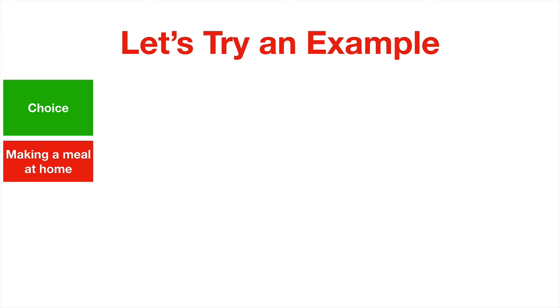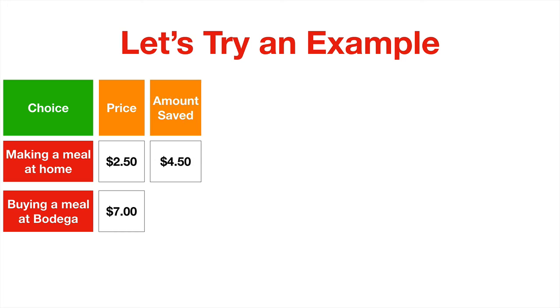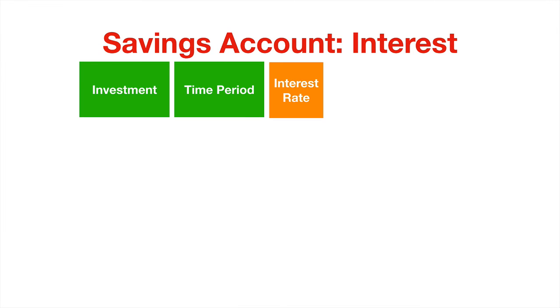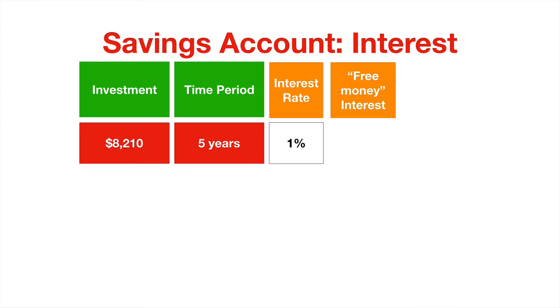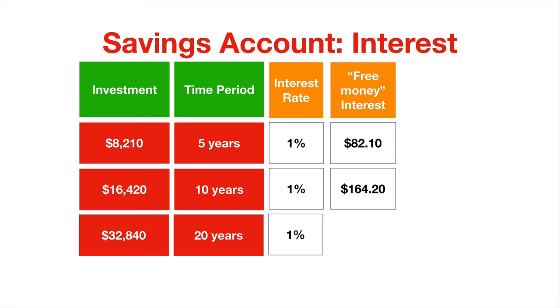Let's try an example here. Let's say we were going to make a meal at home or buy at a bodega. It costs $2.50 to make a meal at home, $7 to go to a bodega. The amount we're saving obviously is $4.50, whereas we're losing $4.50 if we go to a bodega, basically. Now, over time, $4.50 might not seem like that much money each day, but over 5 years, that comes out to $8,000. And over 10 years, that comes out to $16,000. And over 20 years, it comes out to $32,000.